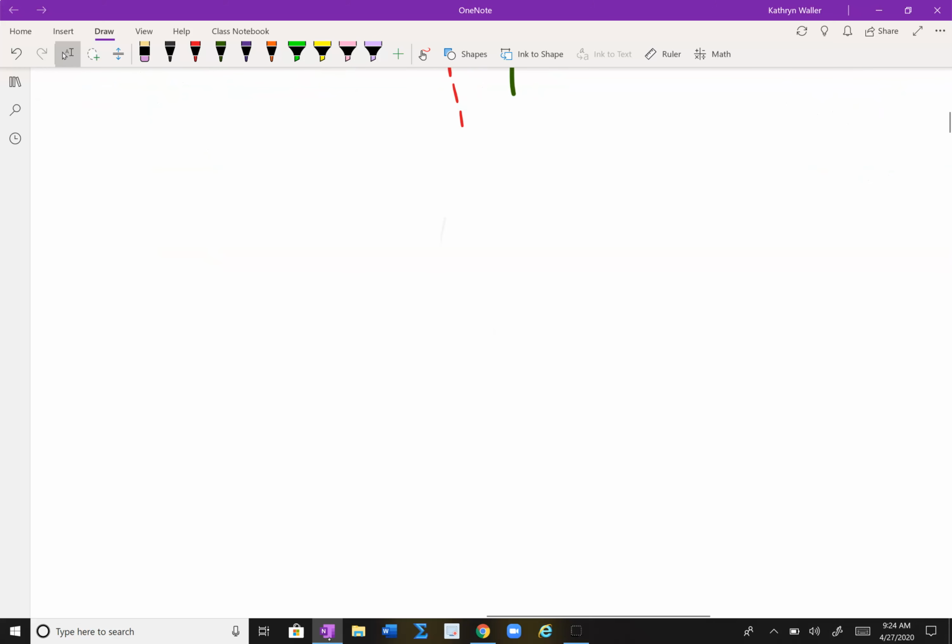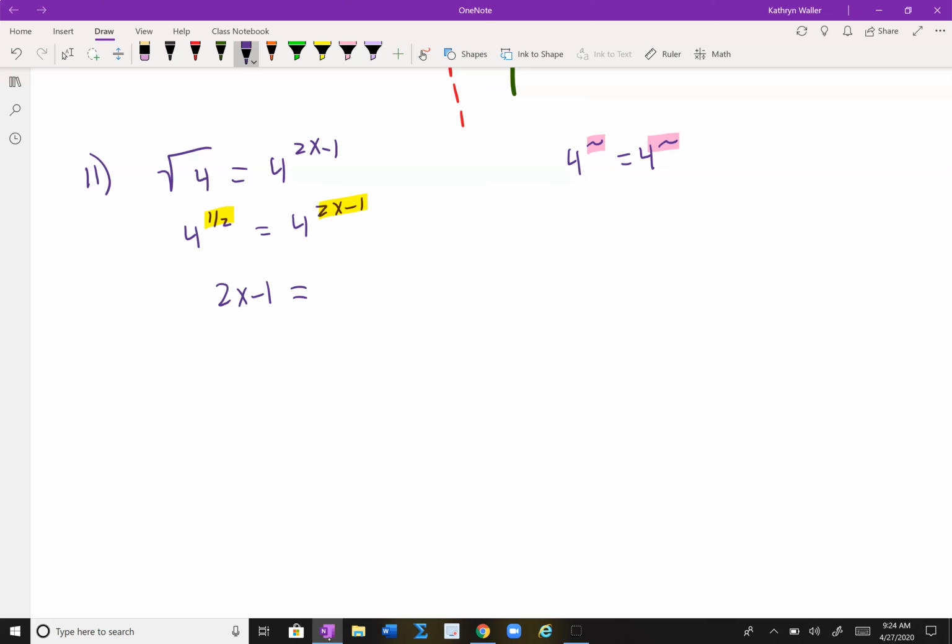Okay, here's number 11. Okay, so what I see are 4s on both sides. So if I can get it to say 4 to this equals 4 to that, then I know this and that would have to be the same. So the square root of 4 is 4 to the 1/2. And this is 4 to the 2x minus 1. So I've got it. 4 to the 1/2 is 4 to the 2x minus 1. So I know that 2x minus 1 must be equal to 0.5. I can write 0.5 because 1/2 is exactly 0.5.